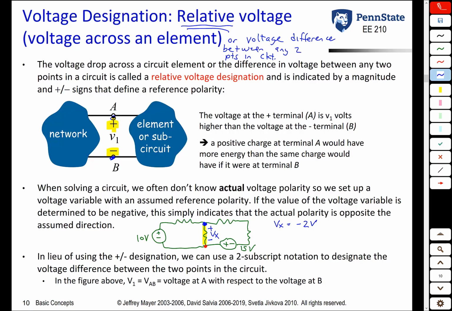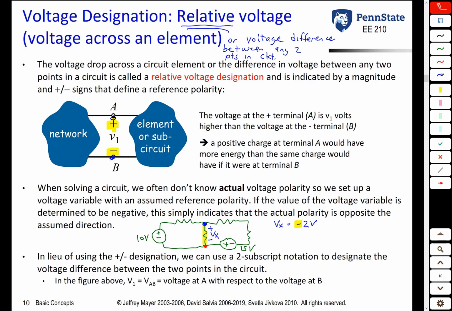What this negative sign means is that your initial guess of the plus on top and the minus on bottom was wrong, and that the bottom node, the red node, is actually a higher voltage than the top node. So once again, when you're working with variables, you arbitrarily pick a plus and a minus, and then when you solve for the circuit, you might find that your plus and minus is wrong. That's not a problem at all as long as you interpret it correctly.